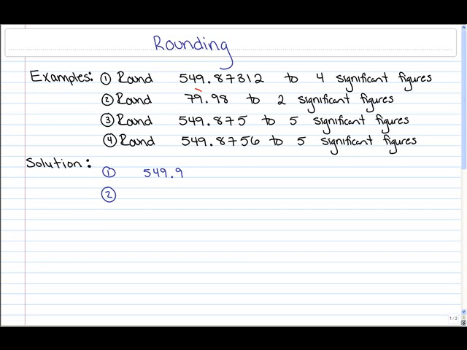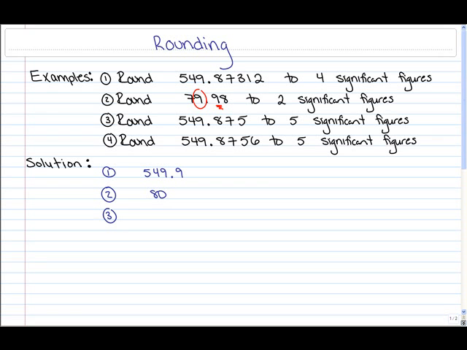Now with the second question, round 79.98 to 2 significant figures. Well, 2 significant figures is right here. So the number after the 2 significant figures is a 9, which means we have to round the preceding digit up. Well, the preceding digit is also a 9, so then you would have to round the preceding digit of 7 up. So 79.98 would have to round up to 80 for 2 significant figures.